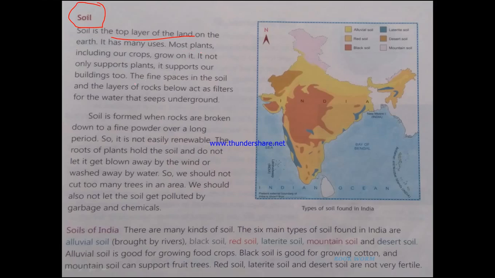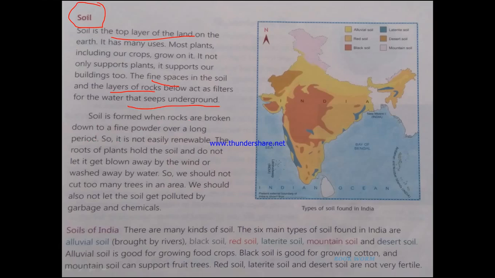And we use soil to support our building structures. Then the fine spaces, the air pockets. There are some pockets, gaps, and layers of rocks below the soil, and this helps to filter the water that seeps into the ground. So the underground water that we get is filtered by the soil.